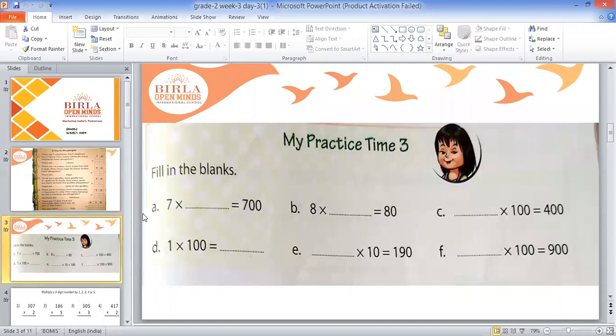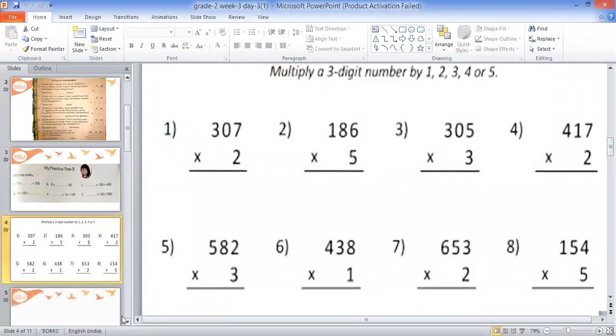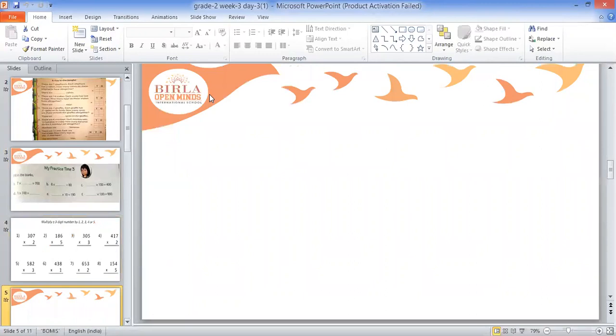This is my practice time 3, page number 131. Now what we have to do is multiply the numbers with 10 and 100. Before that, I'll give you 2-3 examples. No need to write them. Children, no need to write the examples. I'll just give you a few examples so that you can understand.